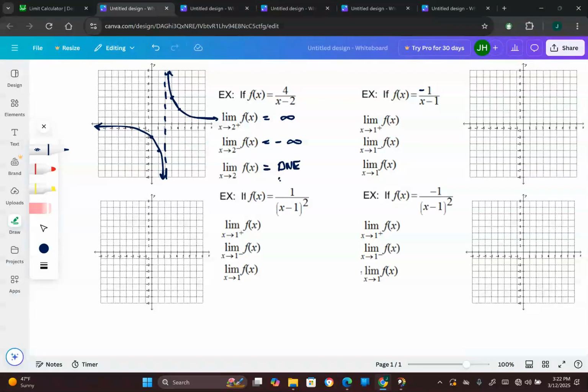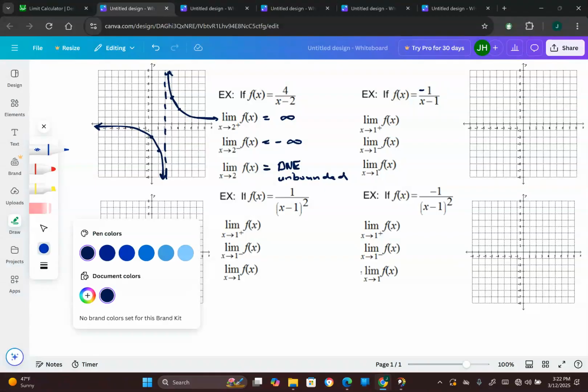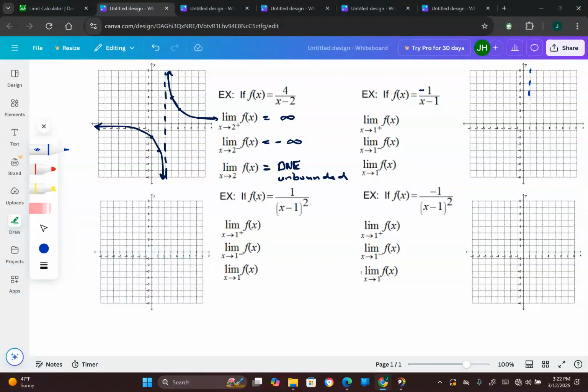So if you're going to give a reason for this limit not existing, we're going to say that this is unbounded. That's going to be our reason, because it involves infinities. Now, the next graph, same kind of thing, except this time I have a vertical asymptote at x equals 1.